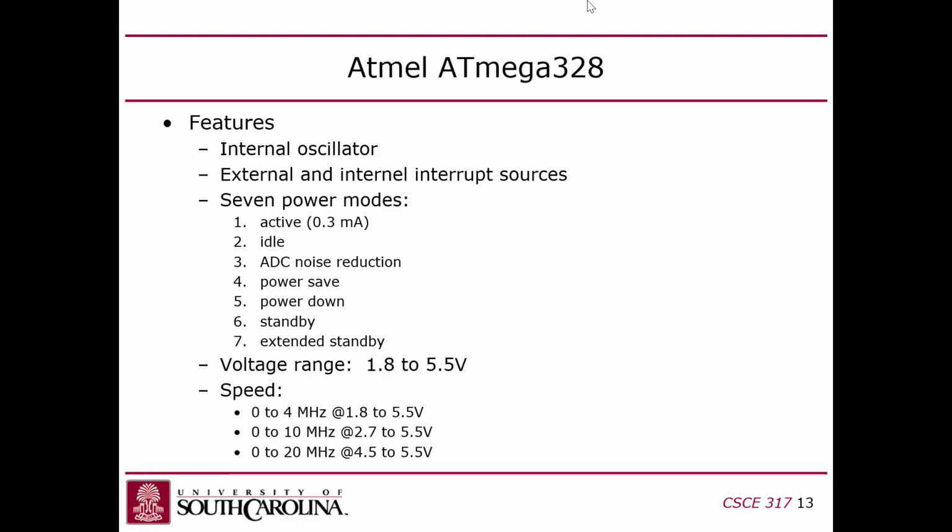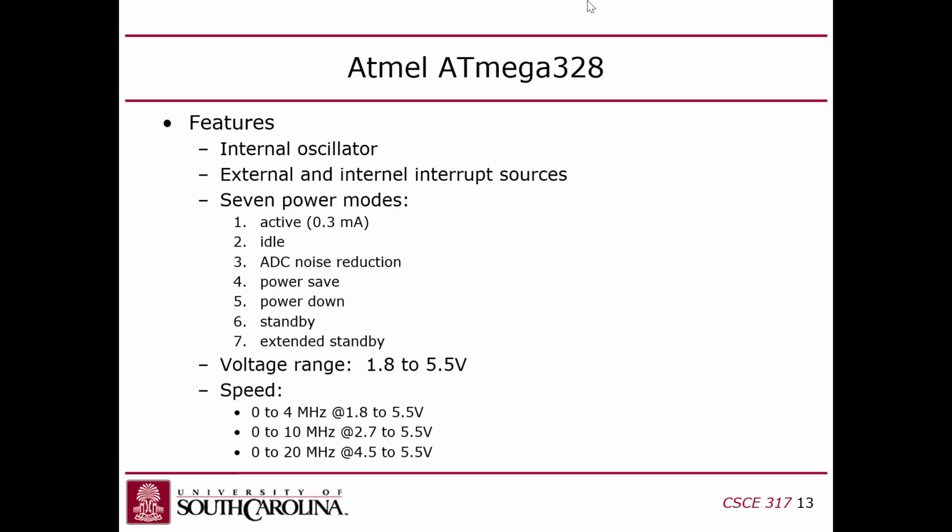It's got 7 different power modes that you can switch. The one that it's in by default is active, which draws 0.3 milliamps. But there's these other states where you can put it in low power mode. You can also operate these at different voltages, 1.8 volts to 5.5, although depending on what speed you run it at, you're more limited in what voltage you run it at. So you can run it up to 20 megahertz, but you have to be between 4.5 and 5.5 volts.